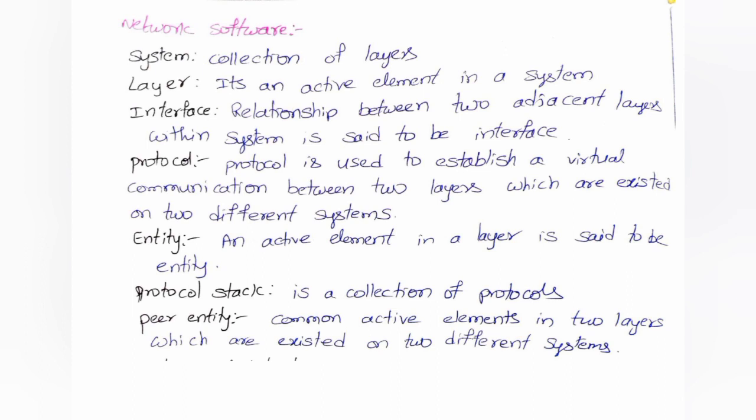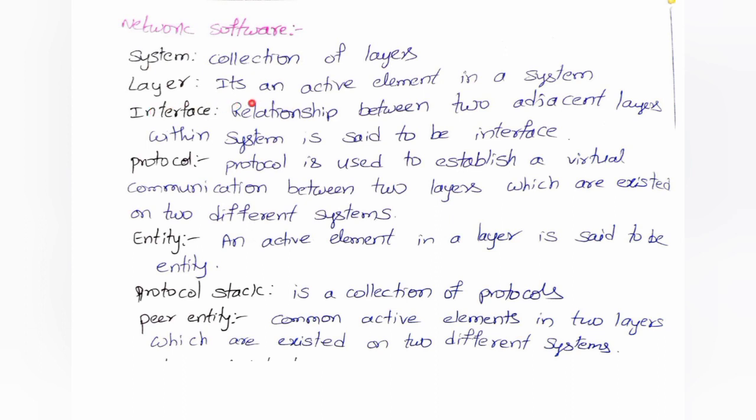So the first component is the system. A system is a collection of layers. Here a system is a computer, right? A device consists of a number of layers for communication. Normally we will be using the OSI model and the TCP/IP model, so we have two types of models for communication. The TCP/IP model is used mostly compared to the OSI model. The OSI model has 7 layers, whereas the TCP/IP model has 5 layers.